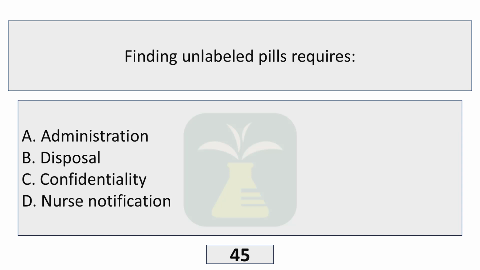Finding unlabeled pills requires A. Administration. B. Disposal. C. Confidentiality. D. Nurse notification. Correct answer, D. Nurse notification. Unlabeled medications risk safety, report immediately.